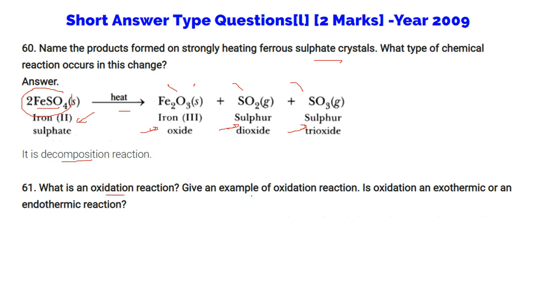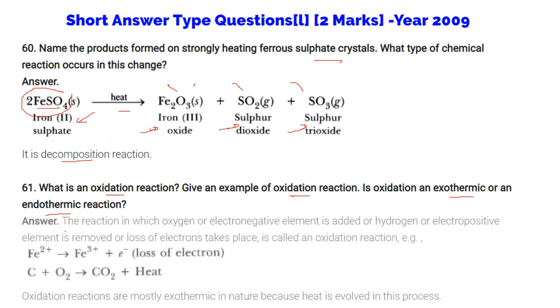What is an oxidation reaction? Give an example of an oxidation reaction. Is oxidation exothermic or endothermic? You have to say here. So first see what is happening. Fe2+ is becoming Fe3+ in this reaction. We are just taking an example. An electron is being lost. In this, carbon and oxygen combine to form carbon dioxide and heat is being evolved.